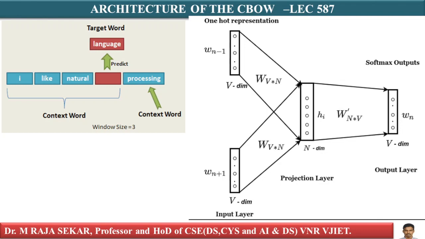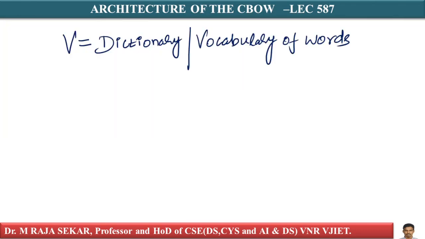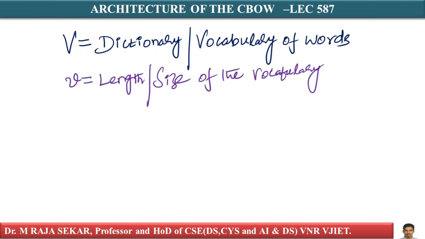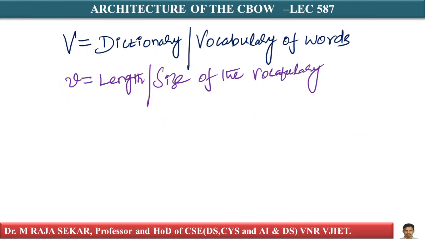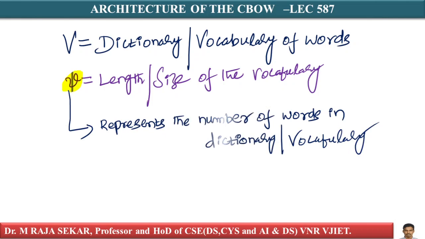So, let's call my vocabulary as capital V. And let's say small v is the length of the vocabulary. V is the length or size of the vocabulary. V represents the number of words that I have in my dictionary or vocabulary. This is step number 1.